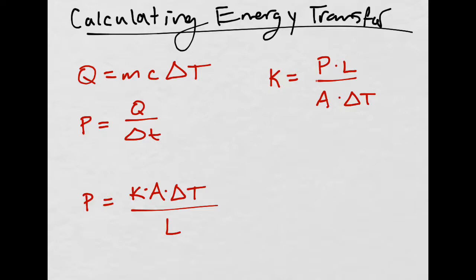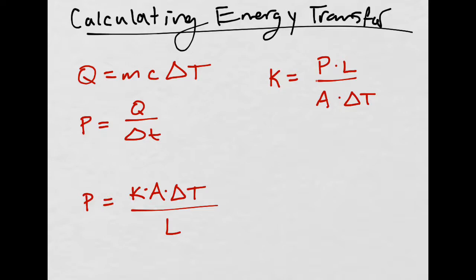You may want to write them down again, where P is the rate of energy transfer in watts. That's power. Q is the actual amount of energy transferred in joules. Delta T is the change in time, usually in seconds. We always do it in seconds. K is the thermal conductivity of the material. A is the area, so the area of whatever material you're transferring heat through. L is the thickness of the material.